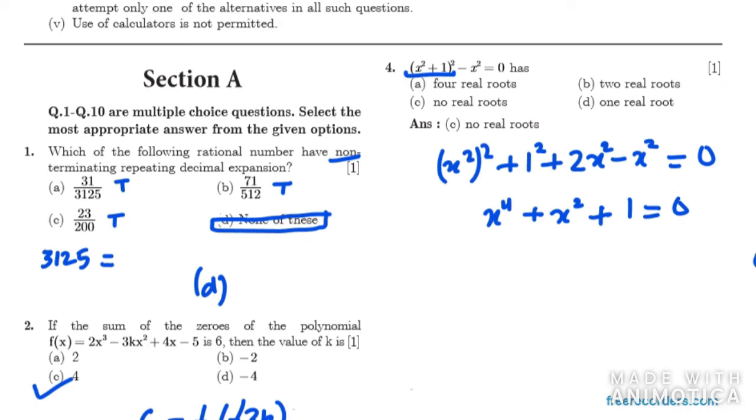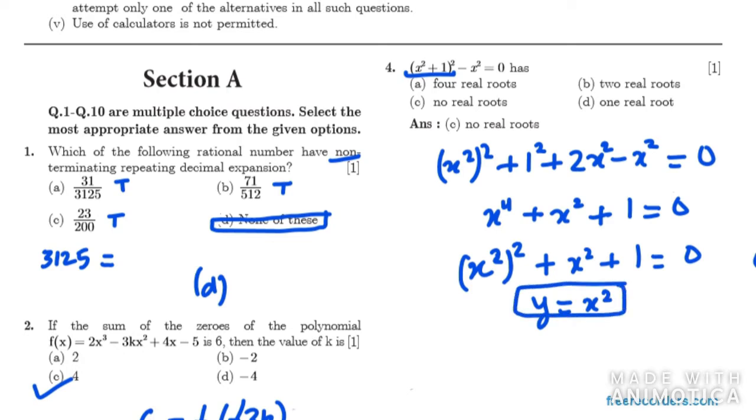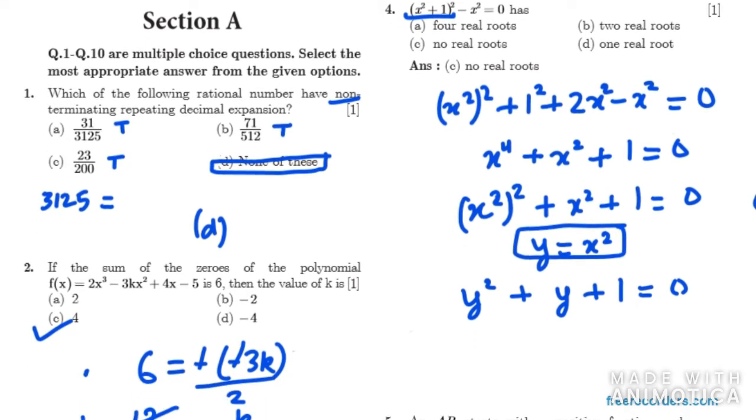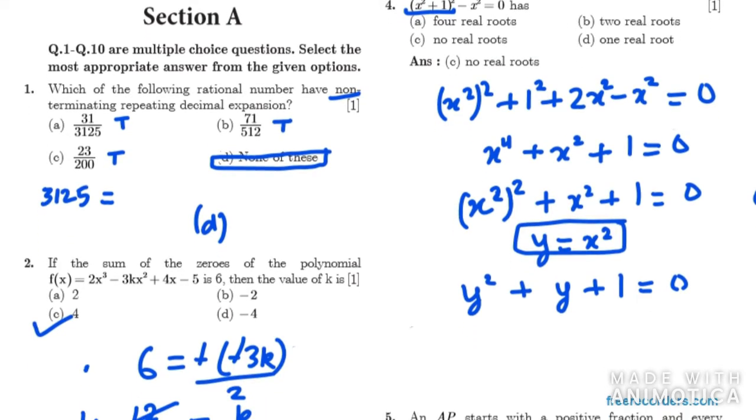Now as you can see, this is not a quadratic equation. Why? Because it has highest power as 4. So therefore we need to make it a quadratic equation. So it will be x square plus x square plus 1 equals 0. Now take x square as y. Now we can get a quadratic equation. So y square plus y plus 1 equals 0.